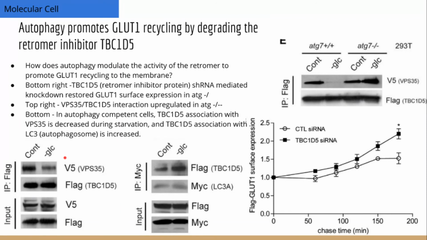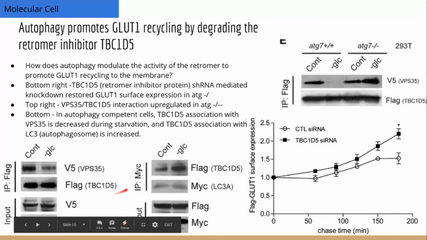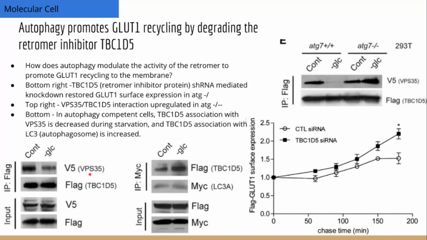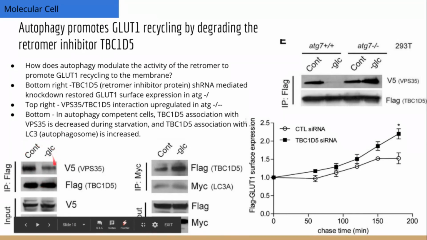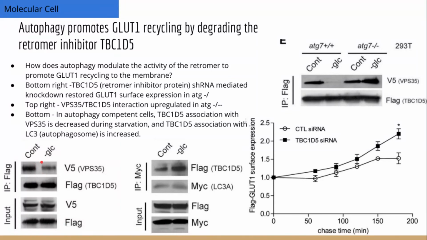So how does it get rid of TBC1D5 in normal cells? So in these Western blots down here at the bottom, again, the TBC1D5 interaction with the VPS35 retromer is downregulated during starvation. So this first graph is just showing us that this is basically the same as before, that the interaction between TBC1D5 and the retromer is downregulated during glucose starvation. Not too surprising. They then tested the interaction of LC3, the receptor of the autophagosome, with TBC1D5.